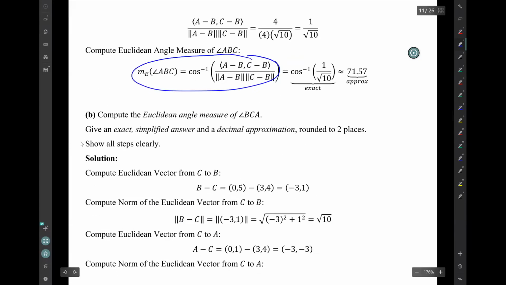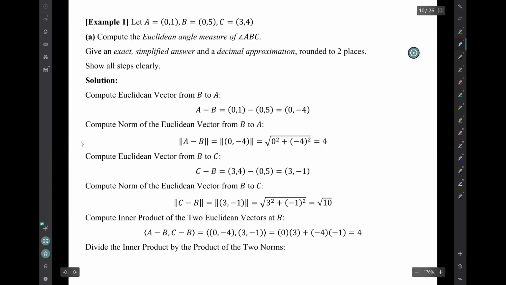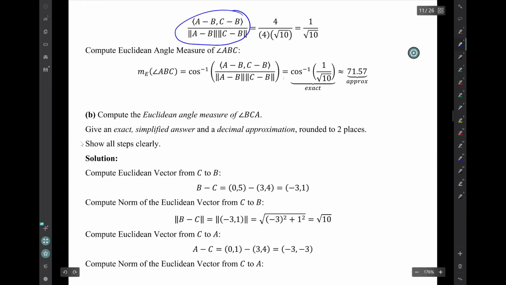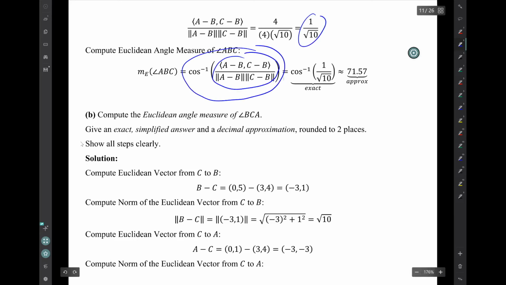Now looking ahead, I need to build this. That is, I need to take that inner product that I just computed, and I need to divide it by the product of those norms. So I write that title. I'm going to divide that inner product by the product of the two norms. That calculation looks like this using those results from before, and I just get 1 over square root of 10. Now finally, we're able to compute the Euclidean angle measure. We have that expression, which is going to go inside of that cos-inverse function, and my result is this.